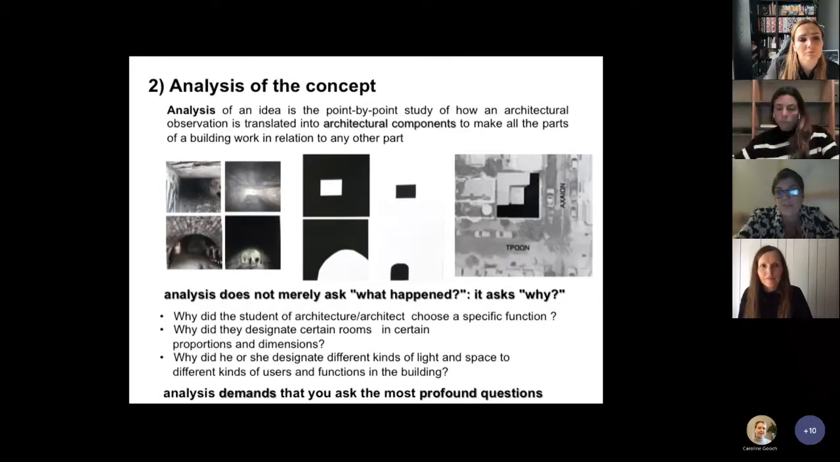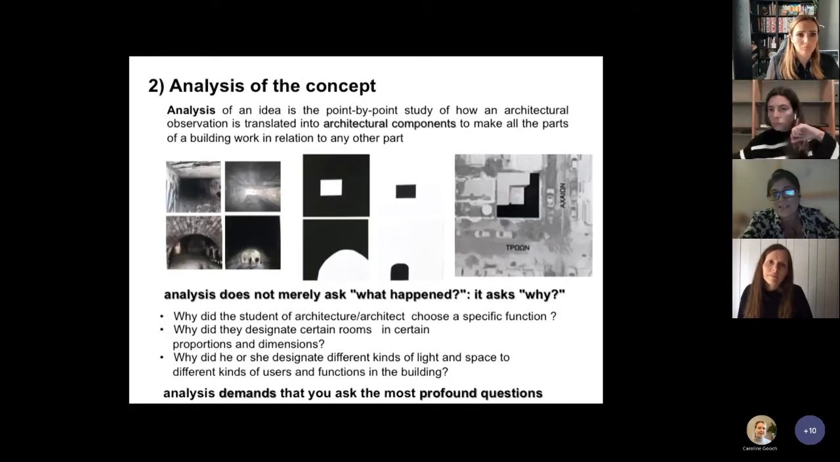So in analysing the concept, you will then need to go beyond just the mere description of this idea, which anyone else, as mentioned, could do. You will need to begin to research, transform it, and experiment with it in a way that explains why you so strongly believe that this object is so important. So it's the analysis of an idea. It is the point-by-point study of how an architectural observation is translated into architectural components to make all parts of an architectural proposal work in relation to any other part. And to develop this critical position, you will need to make the observation, then describe it, and then analyse it.